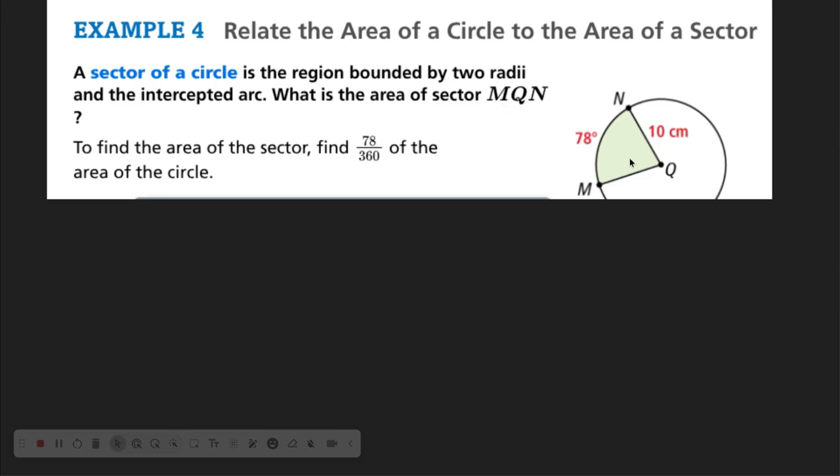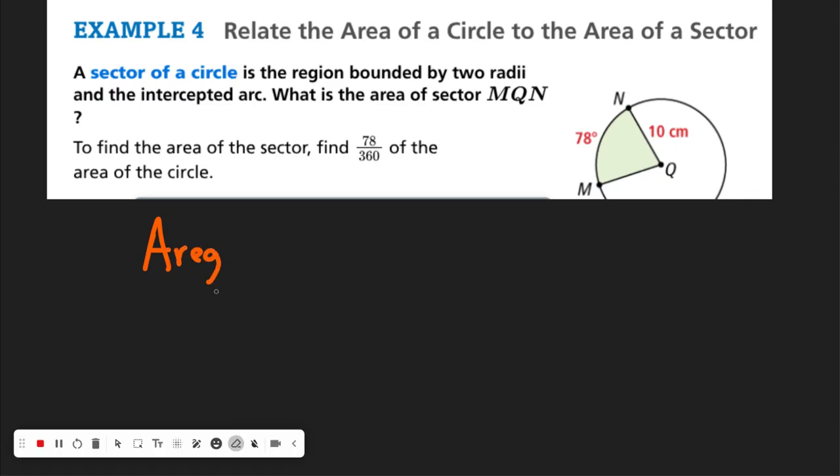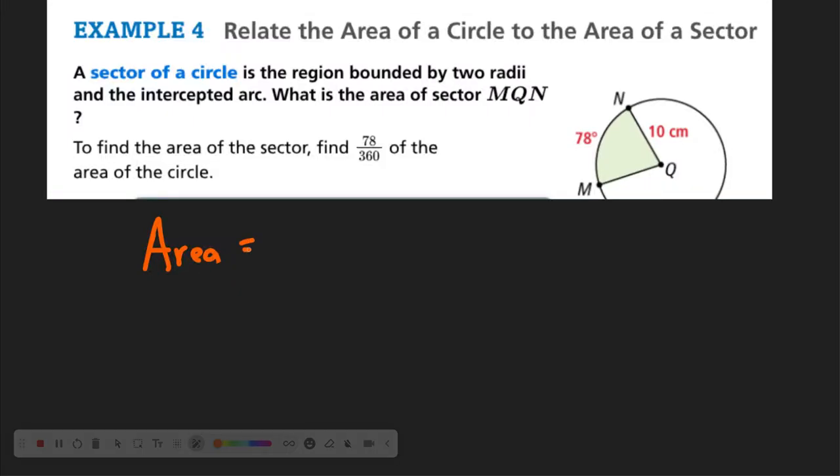Find the area of this sector. Okay, well, it's a 78-degree angle, so this area would be 78 over 360 times the area of the circle. Well, the area of this circle is going to be pi times 10 squared, which is 100 pi.